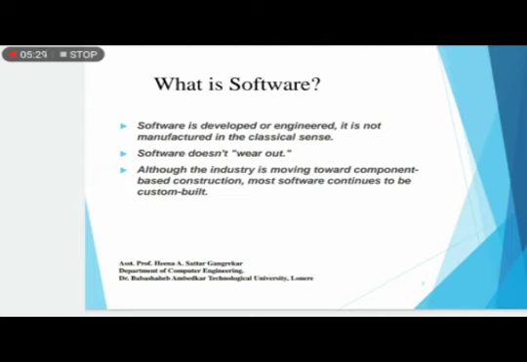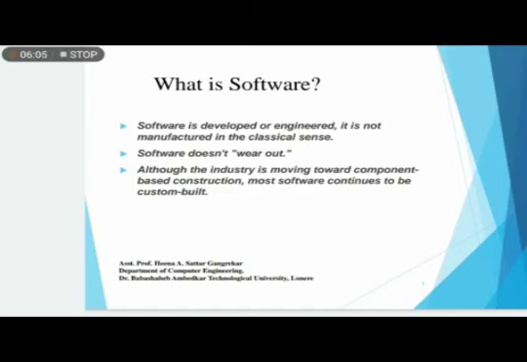So both activities are dependent on the people, but the relationship between people applied and the work accomplished is entirely different. Both activities require the construction of a product, but the approaches are different. Software costs are concentrated in engineering. This means that software projects cannot be managed as if they were manufacturing products. This is all. Your software is developed or engineered. It is not manufactured in the classical sense.